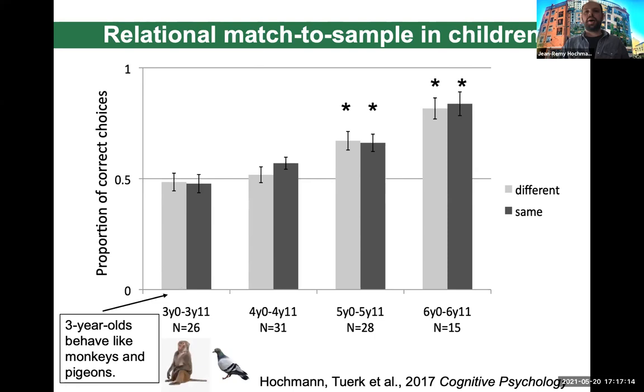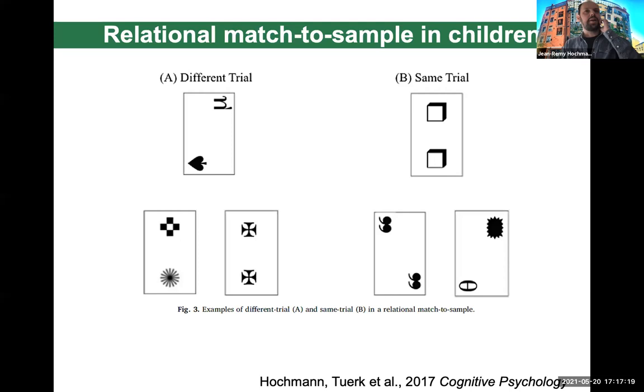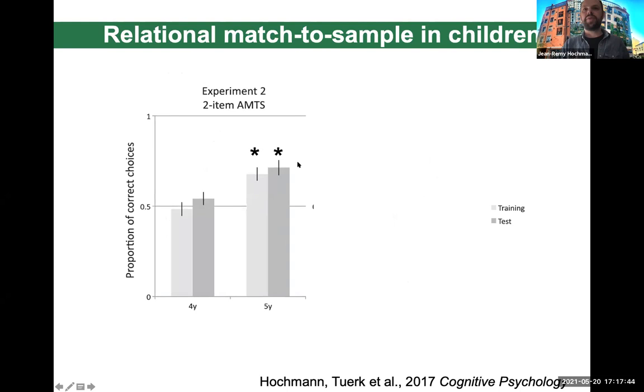Next, we simplified the task somehow. Now it's the same idea, but we're directly showing cards, okay? And we're asking children which of these two cards goes with this card. If I show a card where the symbols are different, the children have to select the card where the symbols are different. If I show a card where the symbols are the same, they have to select another card where the symbols are the same. And here we replicate again the finding that 5-year-olds fail and 4-year-olds succeed.